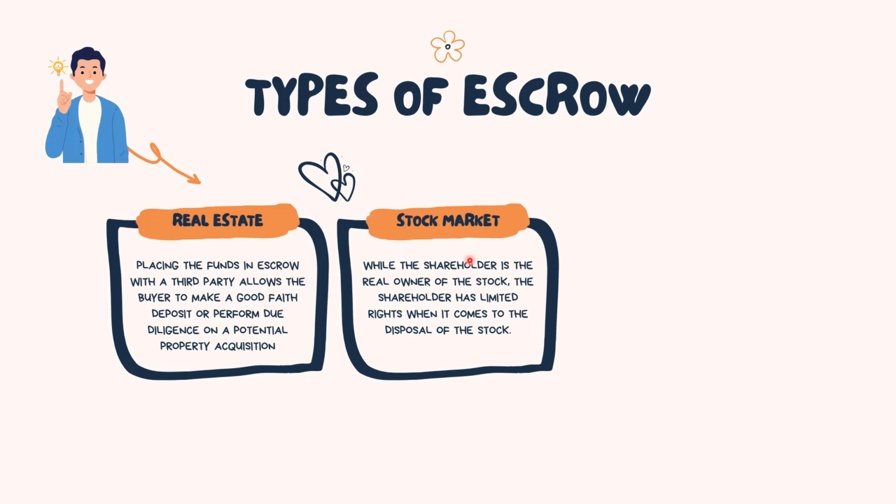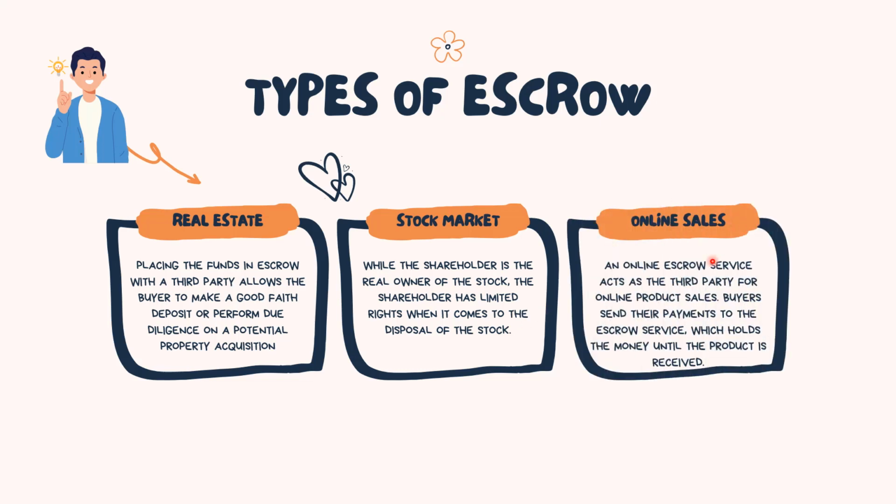Number 2 is escrow and the stock market. Stocks are often issued in escrow. In this case, while the shareholder is the real owner of the stock, the shareholder has limited rights when it comes to the disposal of the stock.